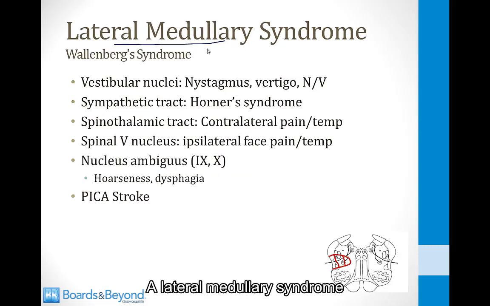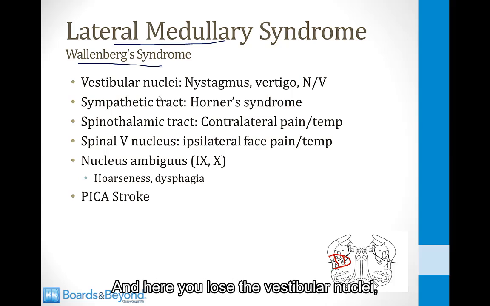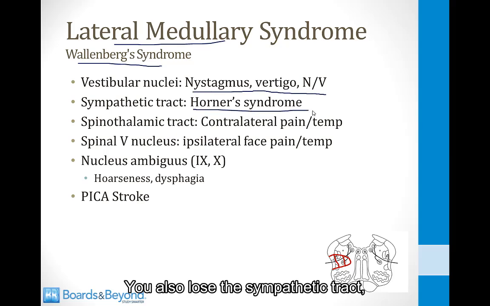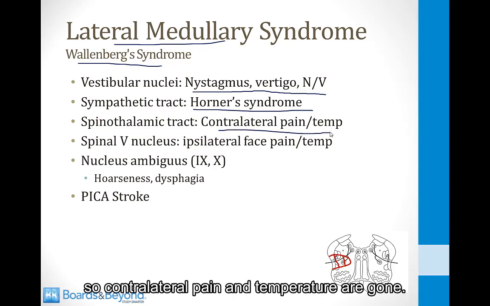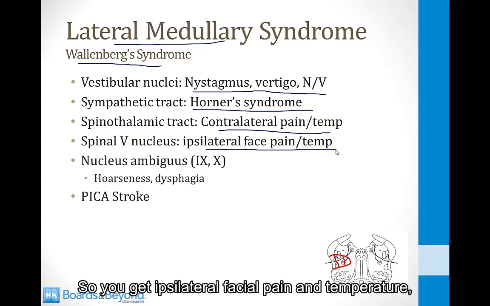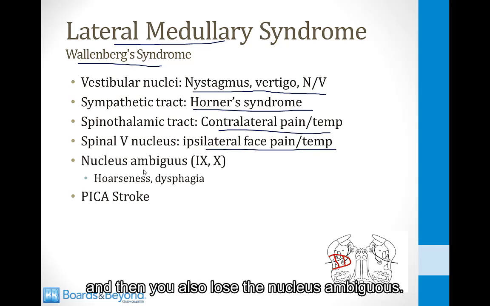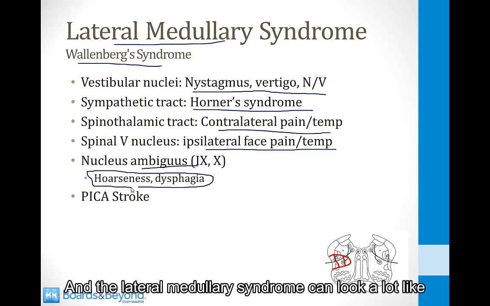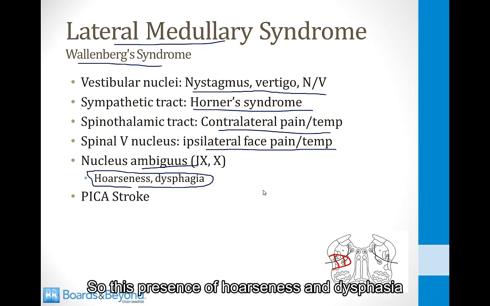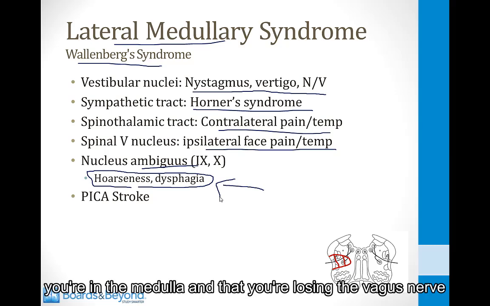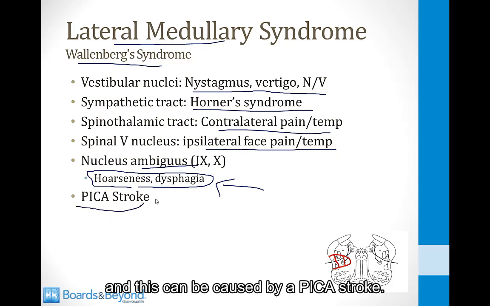A lateral medullary syndrome is also called Wallenberg syndrome, and here you lose the vestibular nuclei, so you get nystagmus, vertigo, nausea, and vomiting. You also lose the sympathetic tract, so you can get a Horner syndrome. There's loss of the spinothalamic tract, so contralateral pain and temperature are gone. Spinal nucleus of cranial nerve 5 is lost, so you get ipsilateral facial pain and temperature loss. And then you also lose the nucleus ambiguus, so you get hoarseness and dysphagia. The lateral medullary syndrome can look a lot like the lateral pontine syndrome, so this presence of hoarseness and dysphagia really helps, because that lets you know you're in the medulla and that you're losing the vagus nerve. And this can be caused by a PICA stroke.